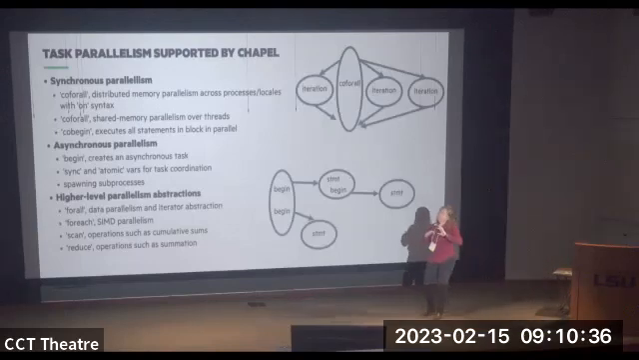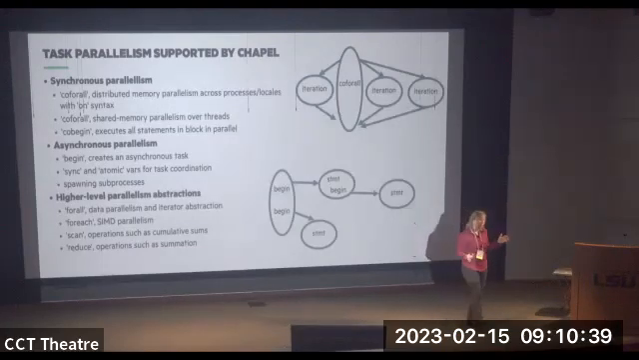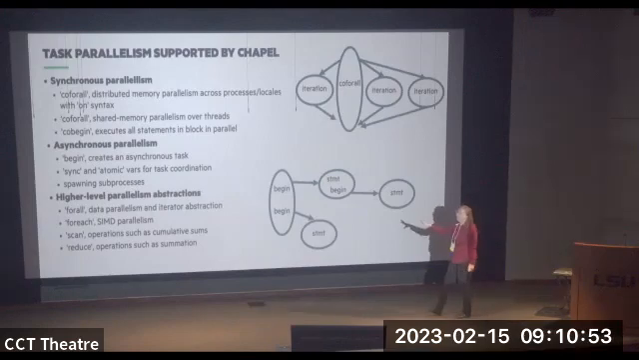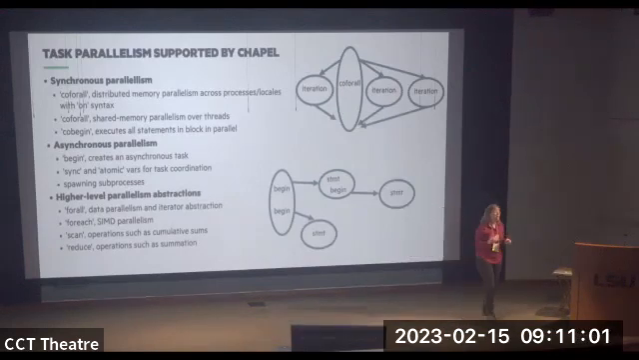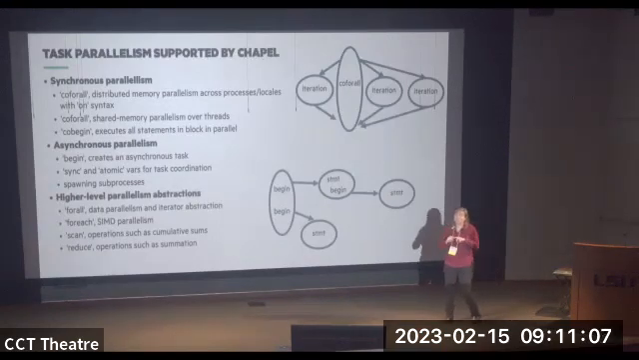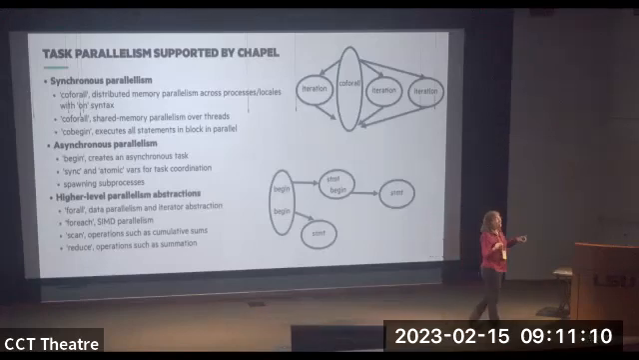So this is the overall set of constructs that Chapel has to support task parallelism. We've got the synchronous parallelism at the top here, and then asynchronous parallelism, which is going to help answer Damien's question, and then some higher level parallelism abstractions. So for synchronous parallelism, we've got the coforall, and I've got a picture in the upper right here of what that looks like. The task that is doing the coforall is going to start a task per iteration of the loop, and then it is going to wait until all of those tasks complete before it finishes up.